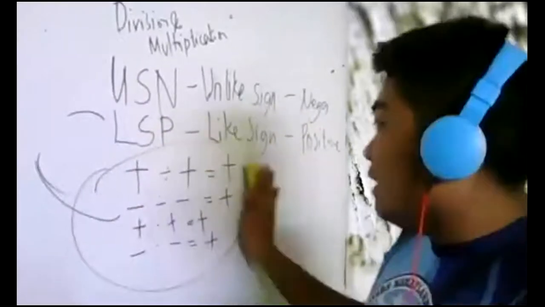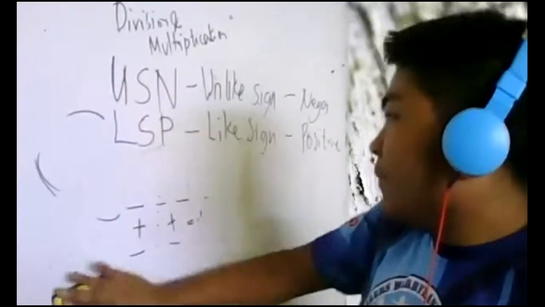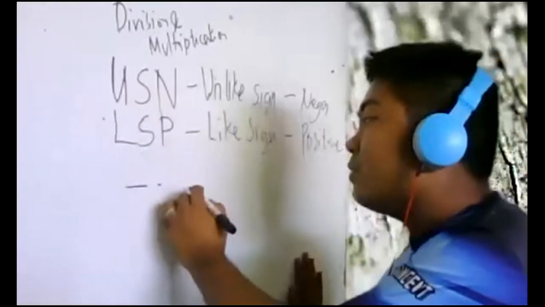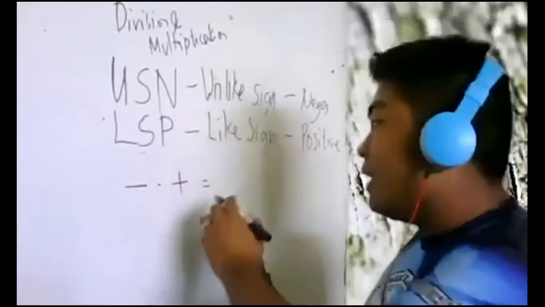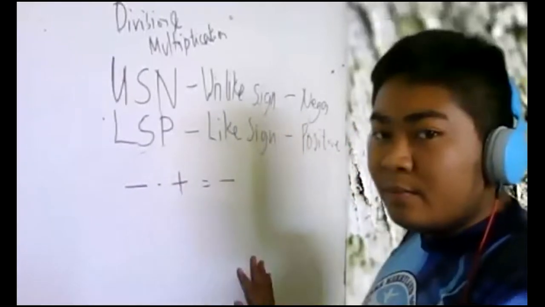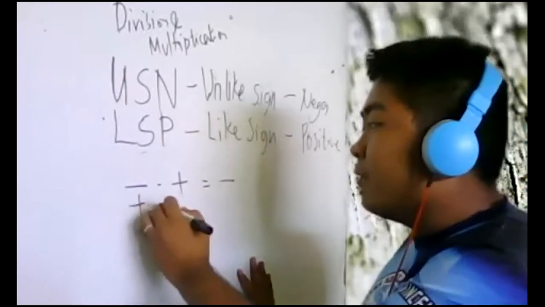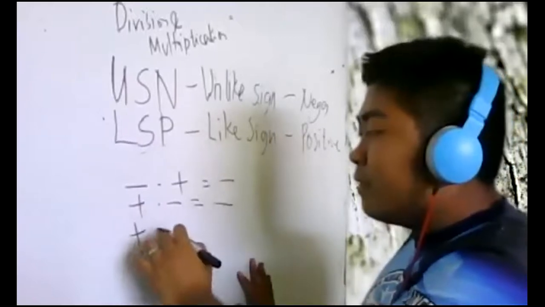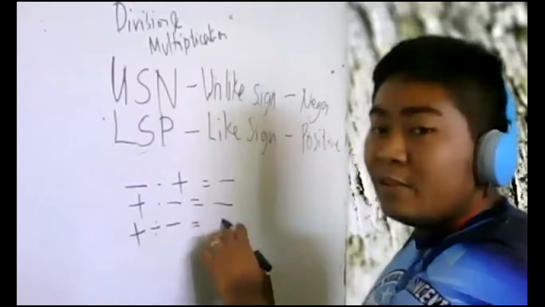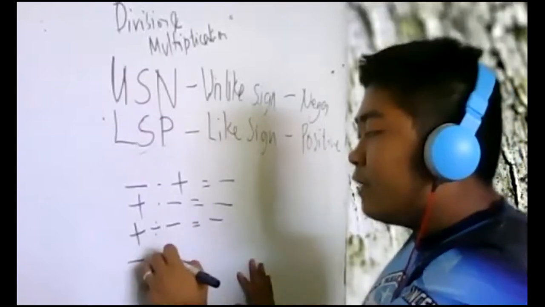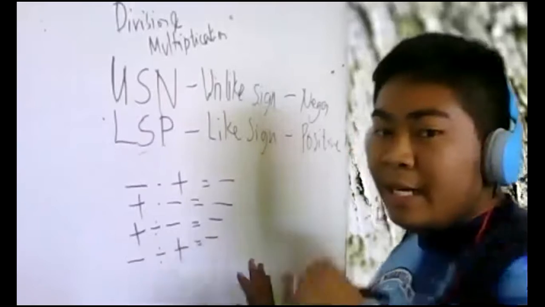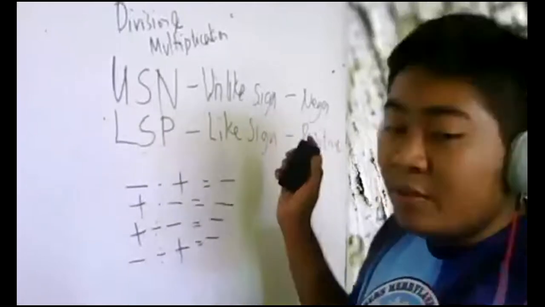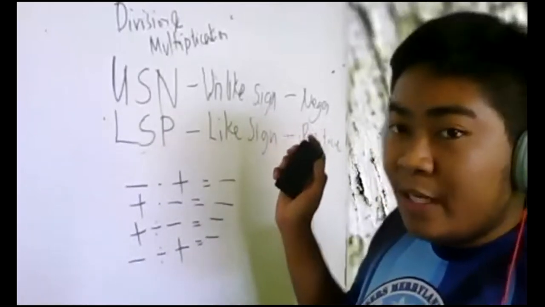How about for unlike sign? Kapag unlike sign naman, for example, ganito. Basta magkaiba na siya. For example, negative times positive. Always, ang sagot natin yan is negative. So, positive times negative, that is negative. Positive divided by negative, that is always negative. And negative divided by positive, that is always negative. So, master this rule kasi we will be using these rules in factoring.